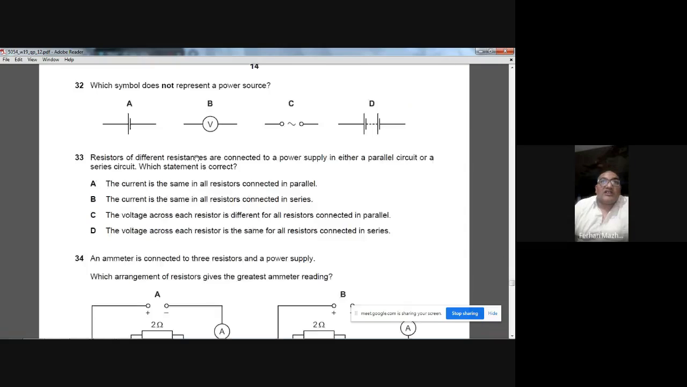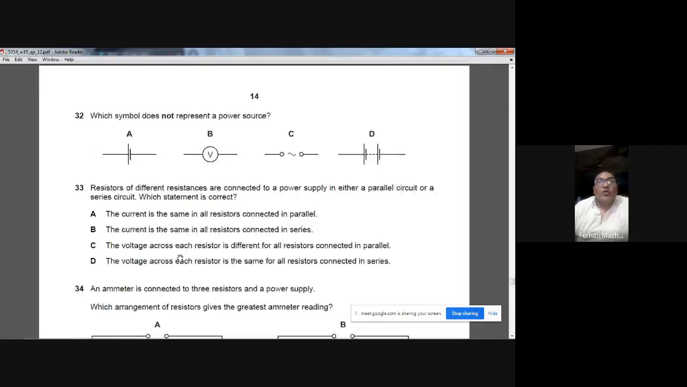And question number 32, he says, which symbol does not represent a power source? This is a power source, it's a battery. This is a power source, it's an alternate AC power supply. It's a cell and it's a battery, and this is an AC power supply. This represents a voltmeter. So which one is not a power source? B is representing a voltmeter. It's not a power source. So 32, B is the option.